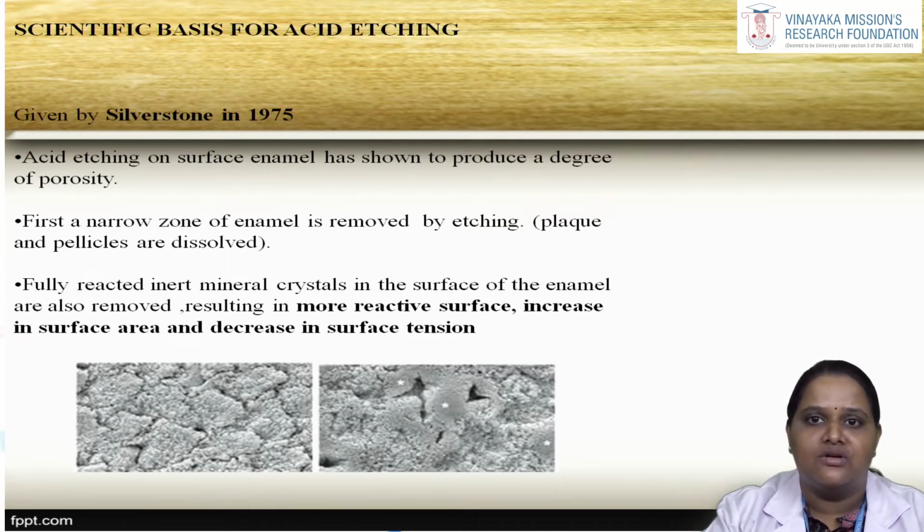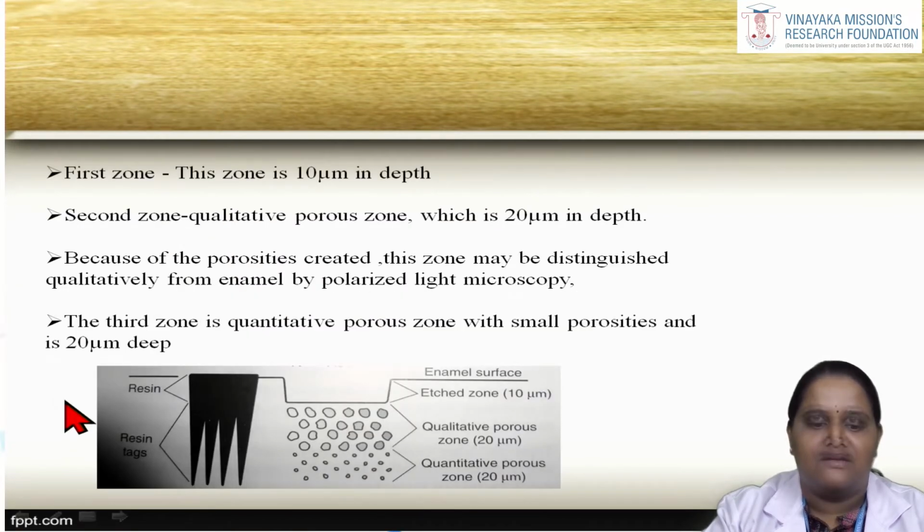The first zone is 10 μm in depth. The second zone is the qualitative porous zone, which is 20 μm in depth. Because of the porosities created, this zone may be distinguished qualitatively from enamel by polarized light microscopy. And the third zone is the quantitative porous zone with small porosities, and that is 20 μm in depth.